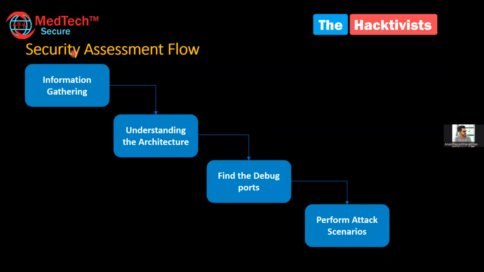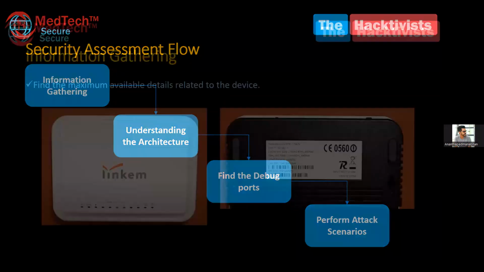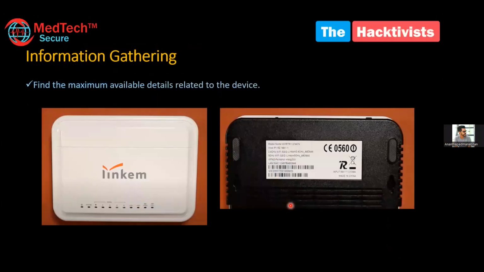For that, the initial part is the information gathering phase, and it will be followed by understanding the architecture, and that will be followed by finding the debug ports. Debug ports are nothing but the testing points we have discussed, right? So how to find out those points, and at the end how to perform the attack scenarios for each of these cases. So moving on to the information gathering phase.